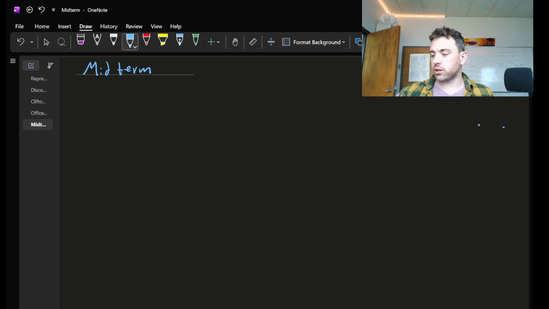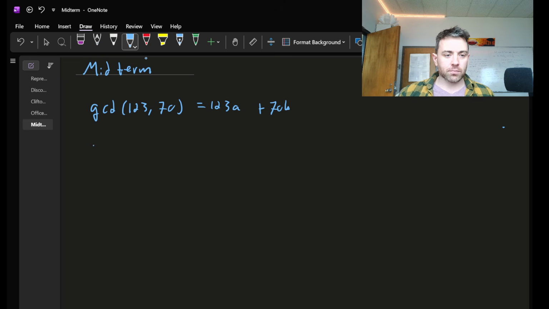So the first one that we're doing is the Euclidean algorithm. We're using the Euclidean algorithm to determine the GCD of 123 and 70. And then we would also like to produce integers a and b such that 123 times a plus 70 times b is equal to the GCD. Okay, so we get 123 equals, so we're just doing the Euclidean algorithm.